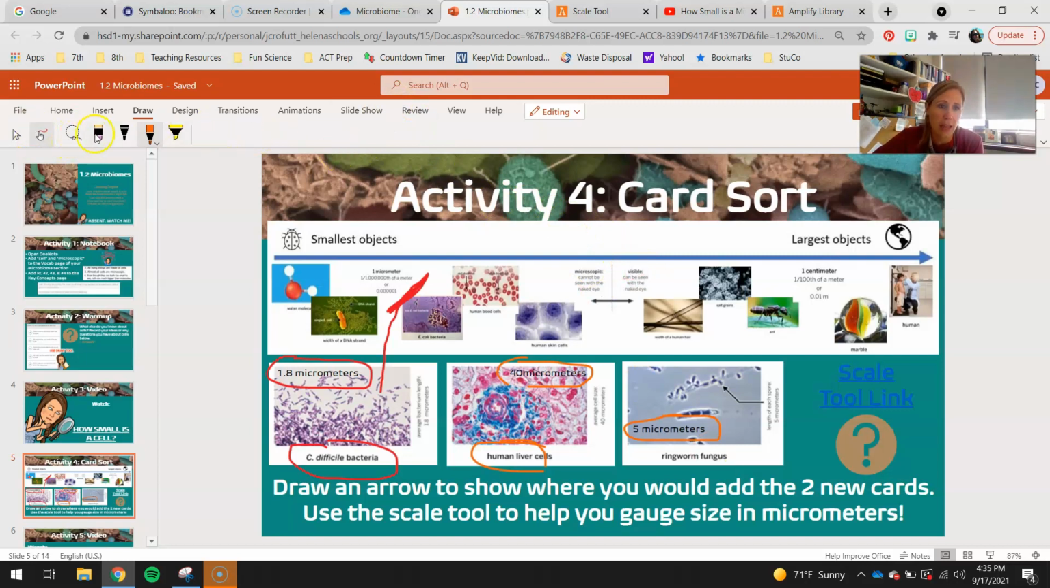Remember again that when you guys are using your draw tool, you click back on your cursor, otherwise you're going to have some problems.